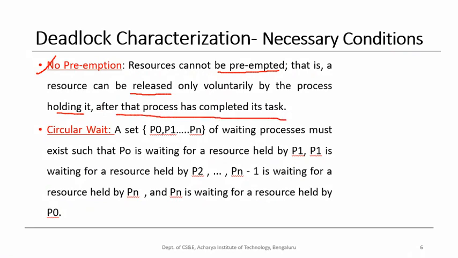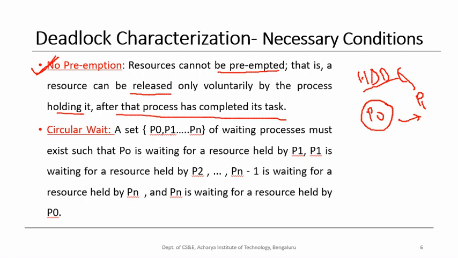So that means, let's say a process is holding a hard disk and there is only one instance of the hard disk. Let's say P0 is holding it and P1 makes a request for this resource. Now you cannot preempt, in the sense take it away from P0 and give it to P1. That is preemption, and that is not permitted. In that kind of scenario, deadlock can occur.